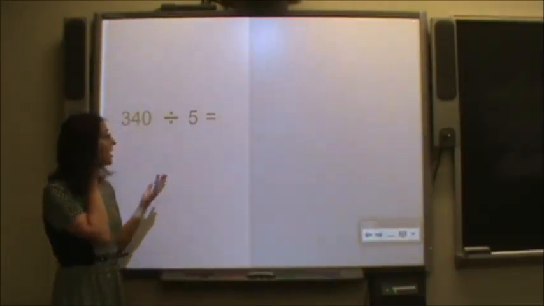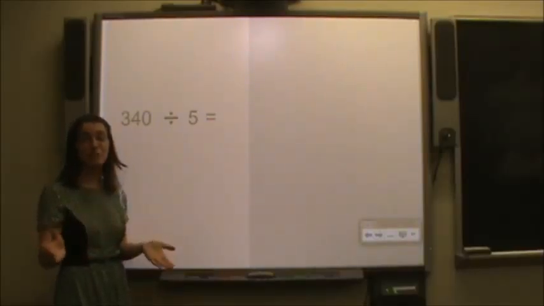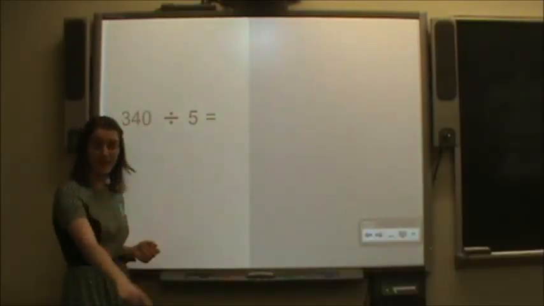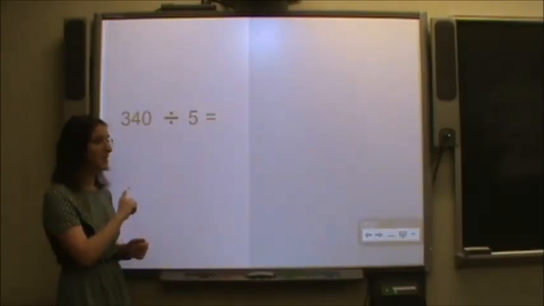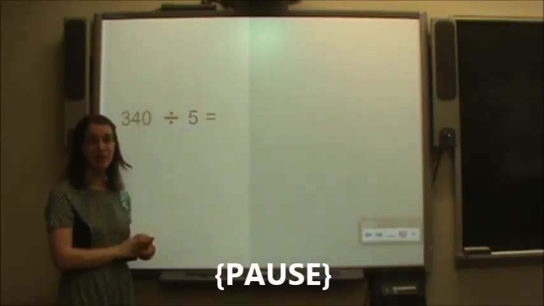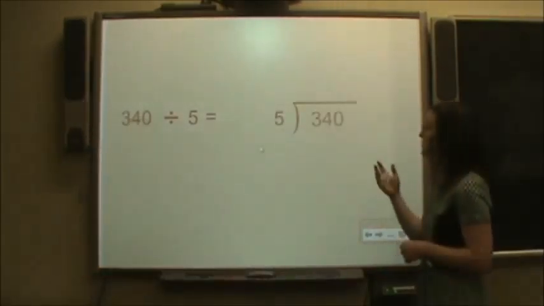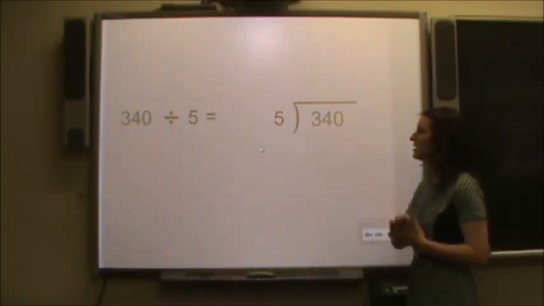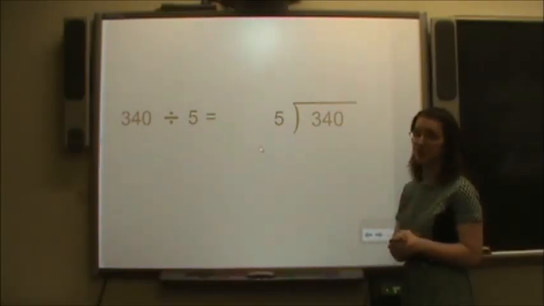So this first one, you're going to pause the video and set it up just like you set up the partial quotient, except you're not going to put that extra long line down there. So you're just going to have the division symbol, and then you're going to put your divisor and dividend where they belong. Pause the video and do that now. So this is what it should look like. The 340 should be within the division symbol, and the 5 should be on the outside.